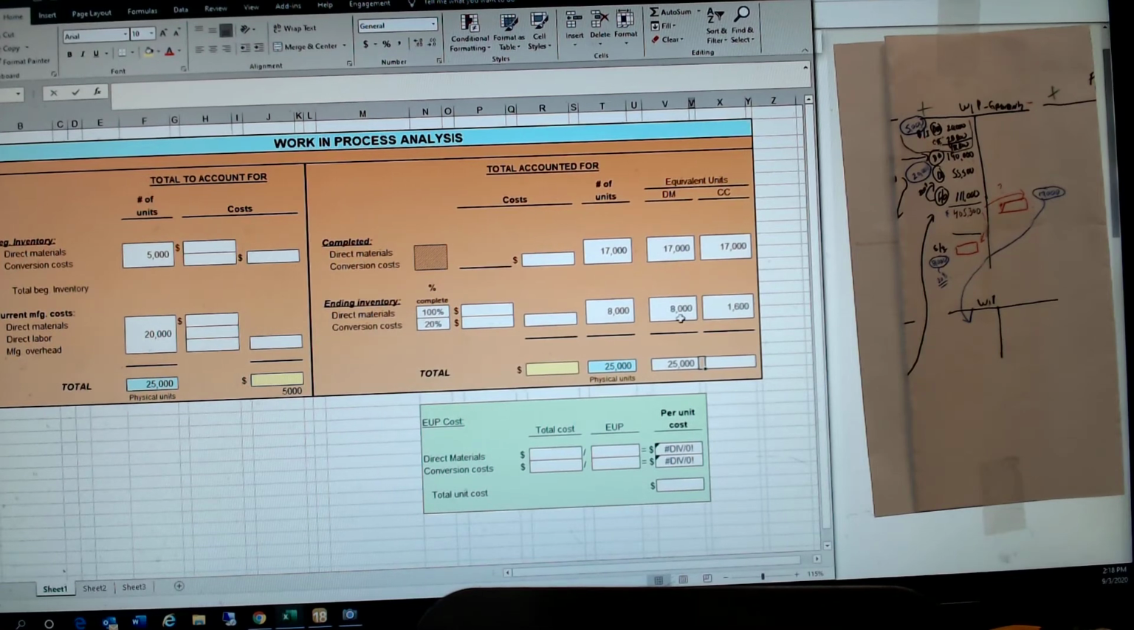Now let's add these up. We have a total equivalent units for material costs of 25,000. Notice that when materials are added at the beginning of the process, these will always be the same, because regardless of whether they're done or not quite finished yet, they all have all their materials. Conversion costs only add up to 18,600.